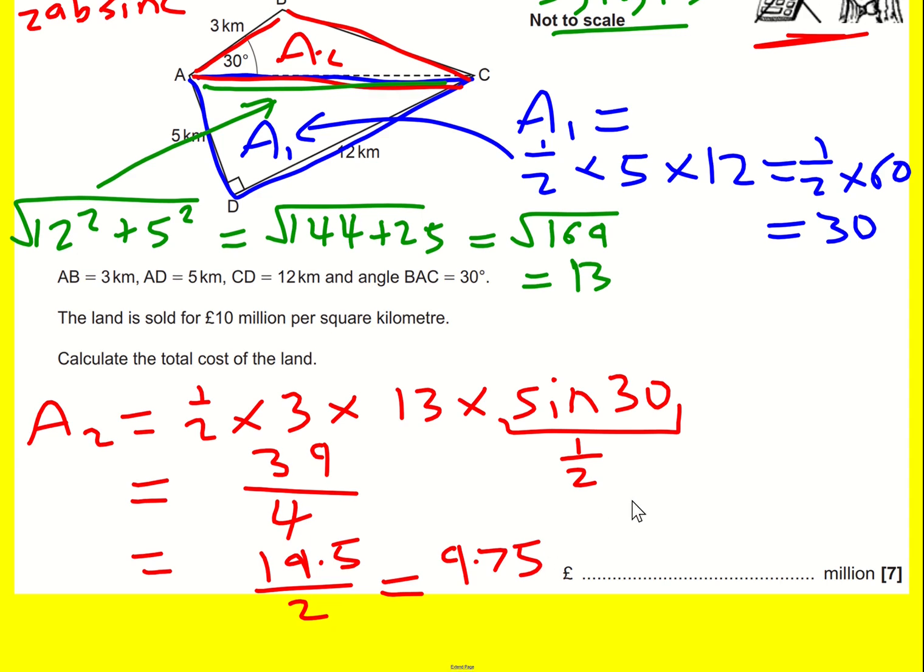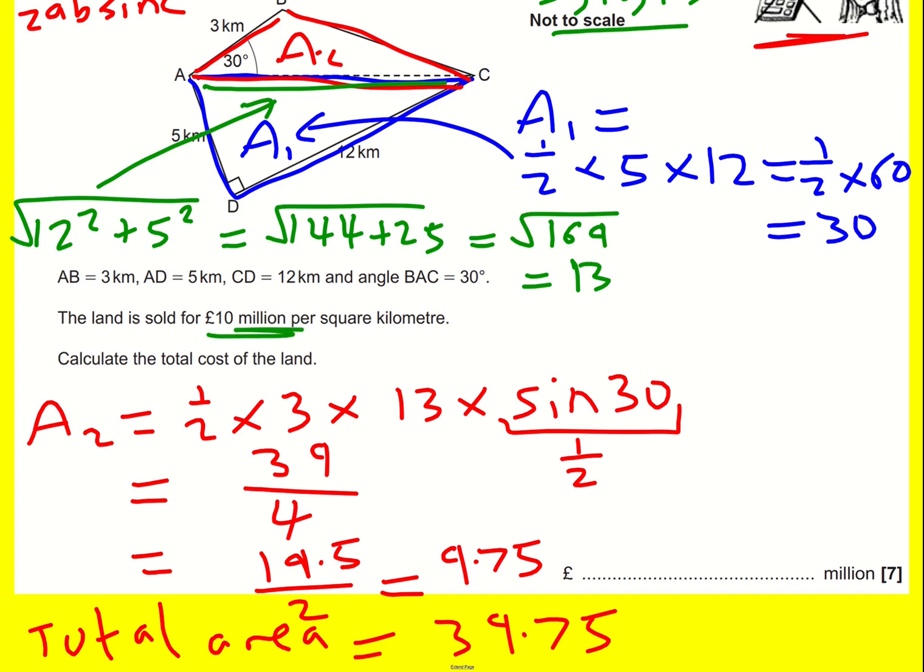So the total area is going to be 39.75, and the total cost is 10 million per square kilometre. So the answer's in millions, so it's just 39.75 times 10, which is going to be £397.5 million.